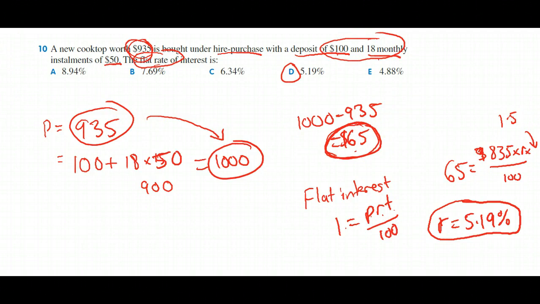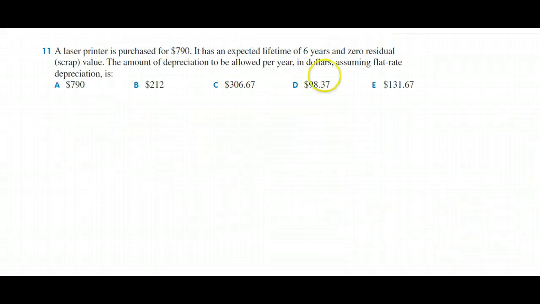Okay, next question. Alright, a laser printer is purchased for $790. It has an expected lifetime of 6 years and 0 residual or scrap value. Okay, at the end of its life, it's worth nothing. The amount of depreciation to be allowed per year in dollars, assuming flat rate depreciation, is what?